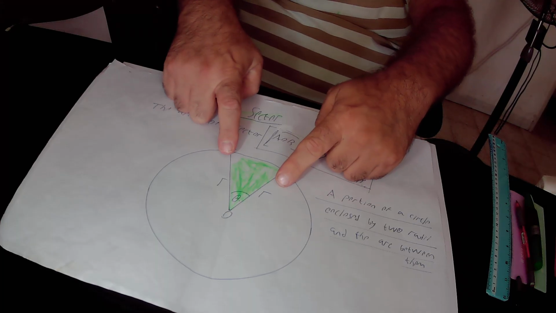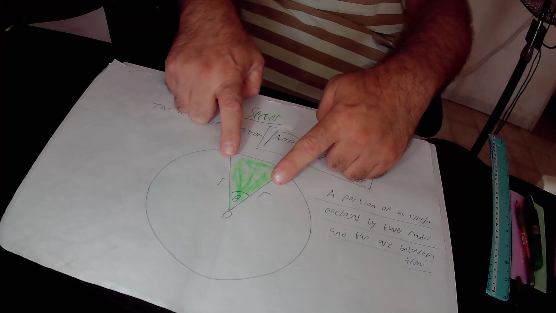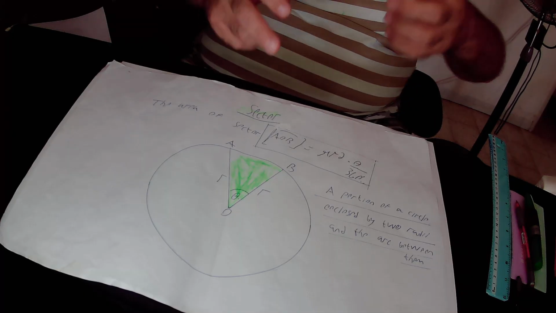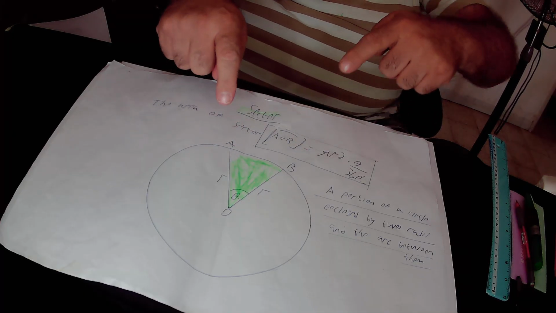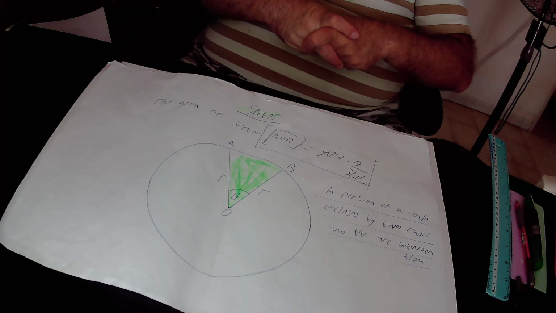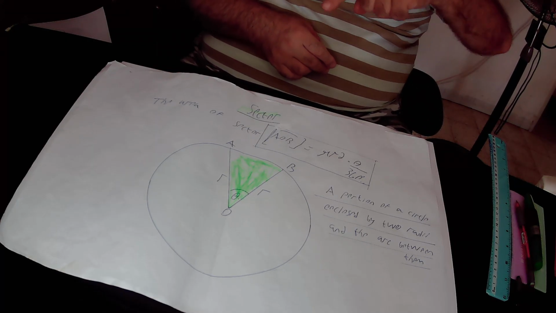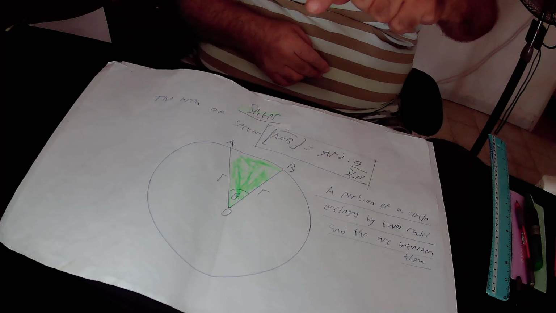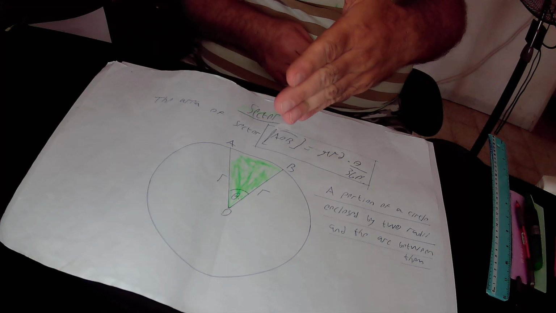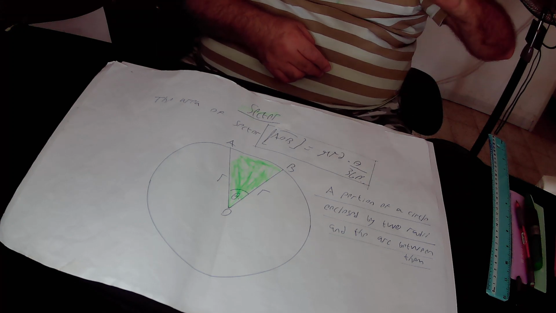The angle between the two radii, the two legs of the sector, is theta. So a sector is a portion of a circle enclosed by two radii and the arc AB between them. And the area of sector AOB equals pi r squared, that is the circle that contains the sector, times the angle between the legs of the sector, that is theta, over 360 degrees.